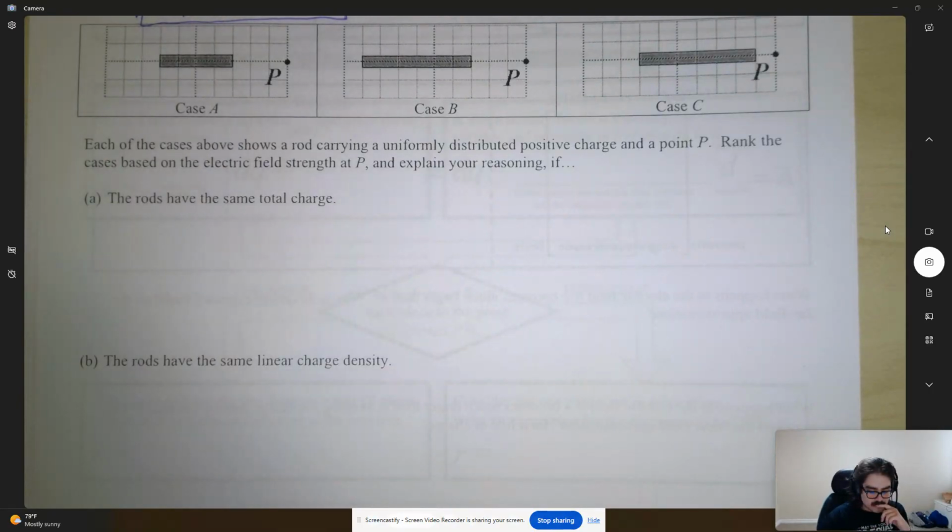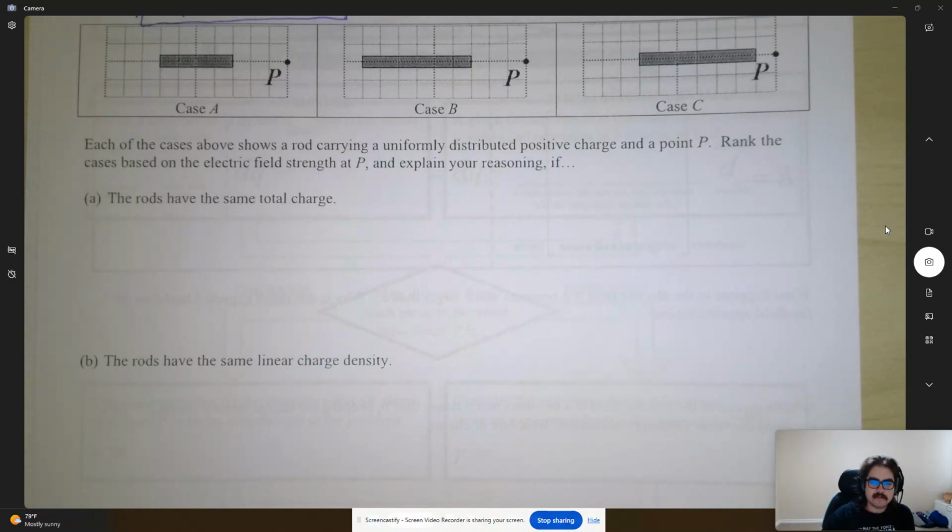In each of the cases above, there's a rod carrying a uniformly distributed positive charge and there's a point P. Rank the cases based on the electric field strength at P and explain your reasoning. In these cases, the rods have the same total charge. So if they have the same total charge, then the charge equally distributes itself on the rod.